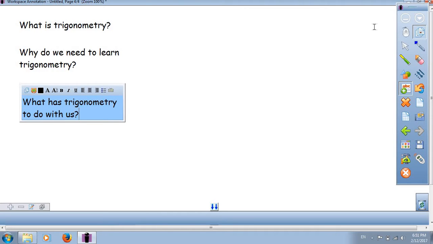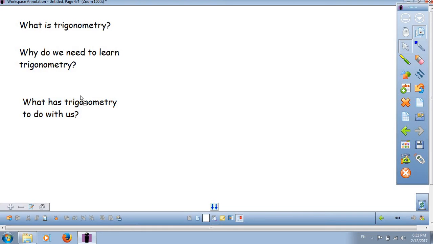Or what has trigonometry to do with me personally? Why do I need to know geometry and trigonometry, and how does it affect me? Another question is, how does it affect me if I don't know it? How does it affect me if I know it? Well, whether we know it or not, it affects us in almost every aspect of our life.